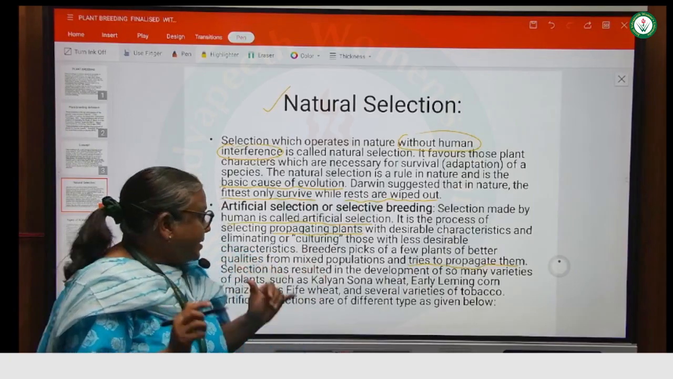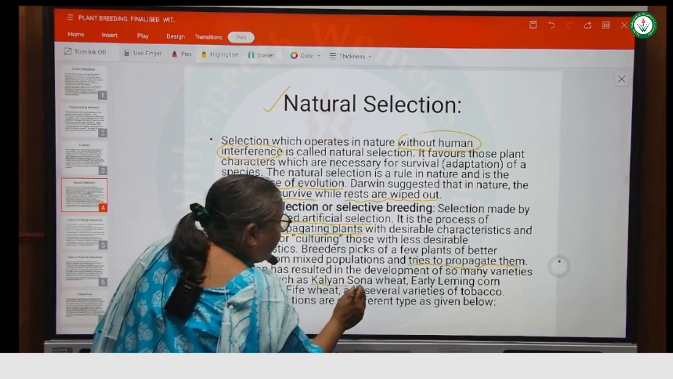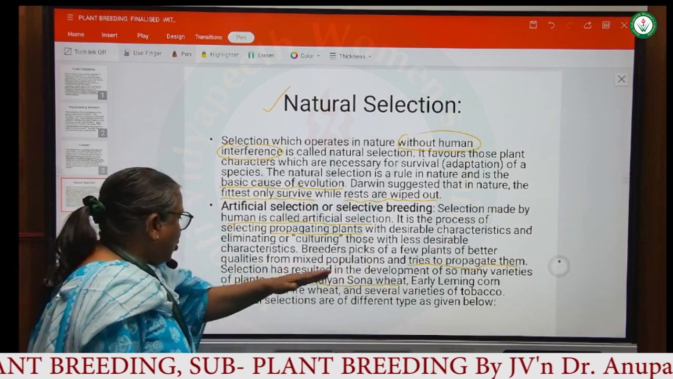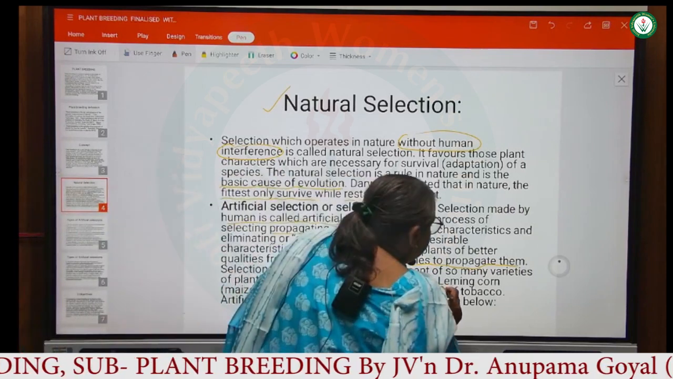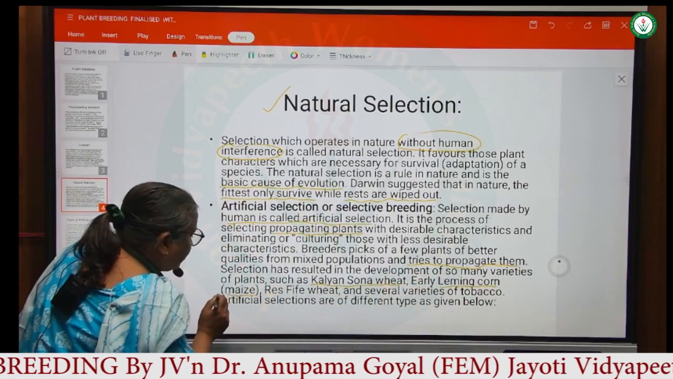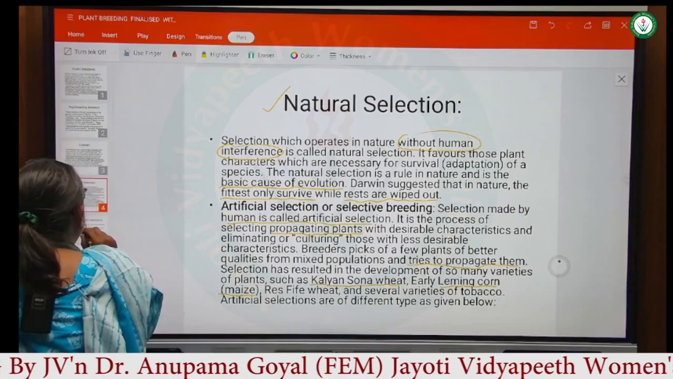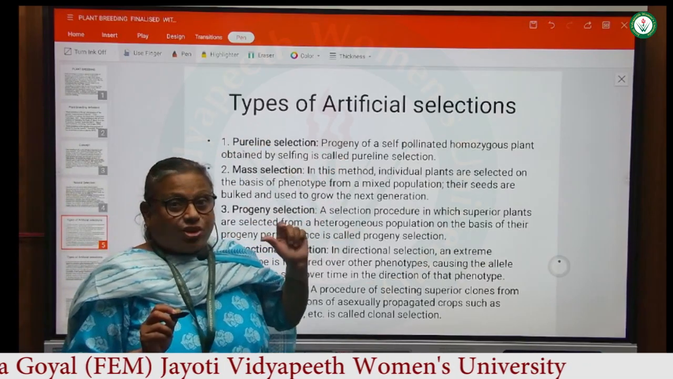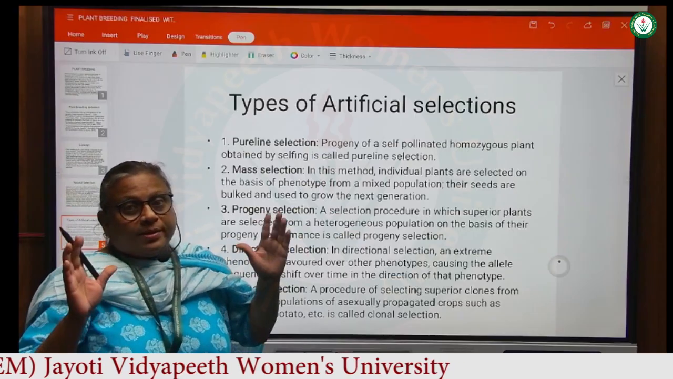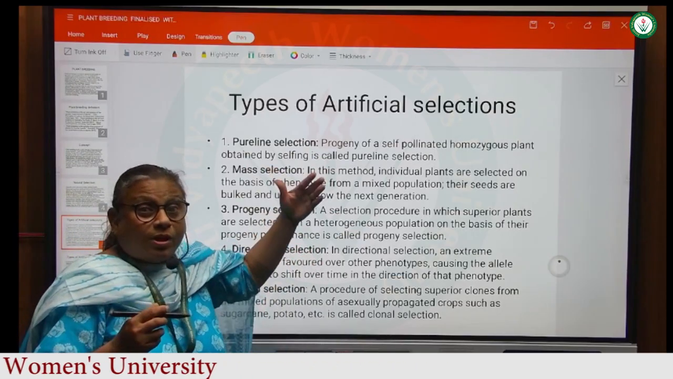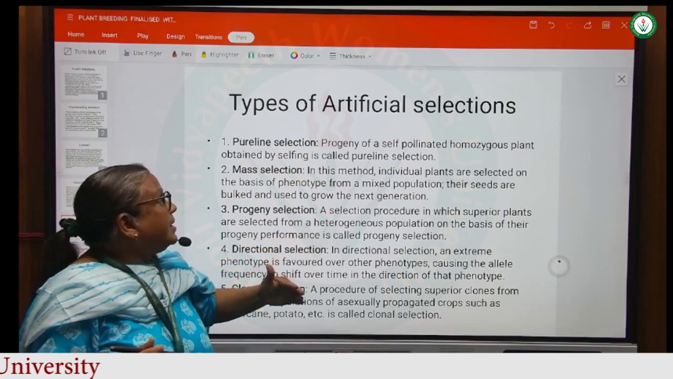What plants? Such as Kalyan Sona wheat, early lemming corn. This is the early lemming corn, one of the varieties of wheat. And now I talk about the types of artificial selection. I have told you selection is of two types, natural as well as artificial. Now what are the types of artificial selection?